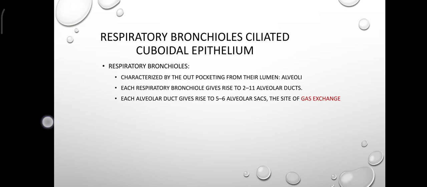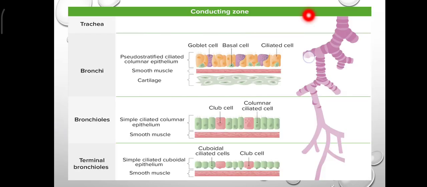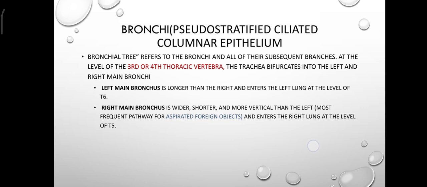All these levels are lined by different epitheliums. Like this is the conducting zone, in which bronchi are lined by pseudostratified ciliated columnar epithelium. Then bronchioles are lined by simple ciliated columnar epithelium as shown here, and then terminal bronchioles are lined by simple ciliated cuboidal cells. All these epitheliums are ciliated. First of all pseudostratified columnar, then simple columnar and then simple cuboidal epithelium.